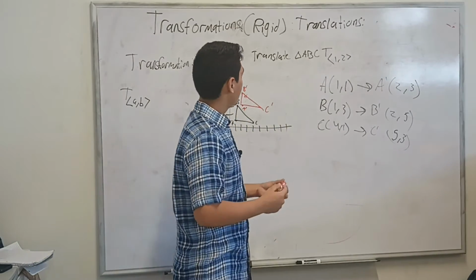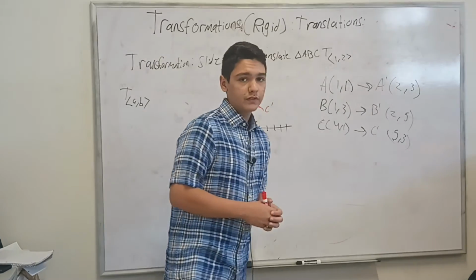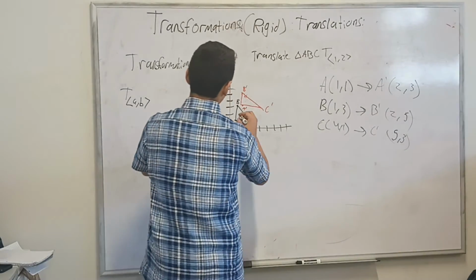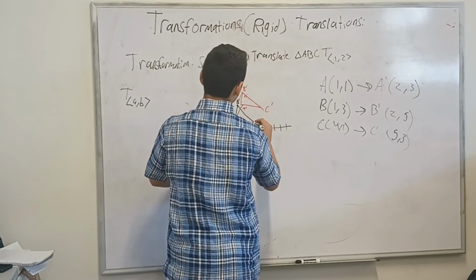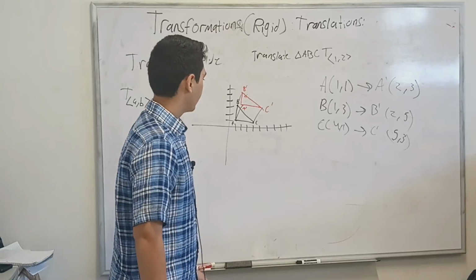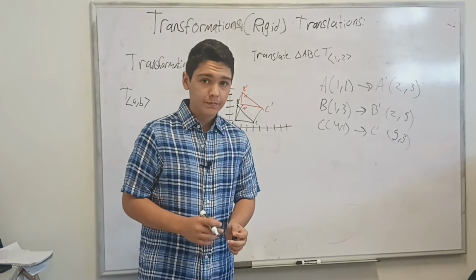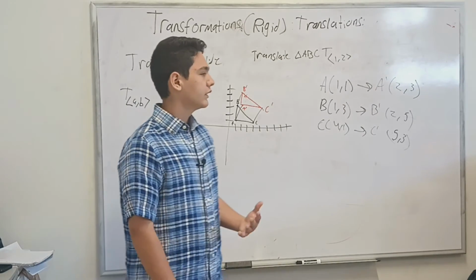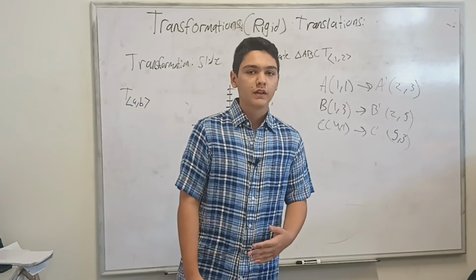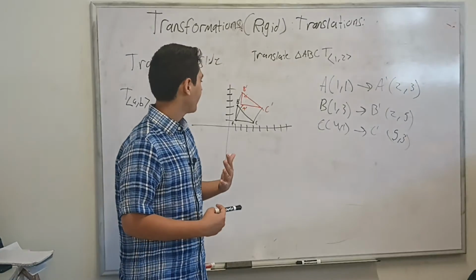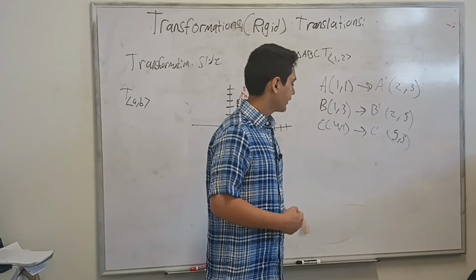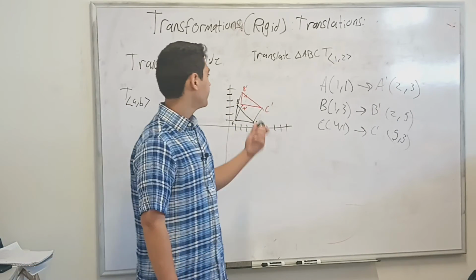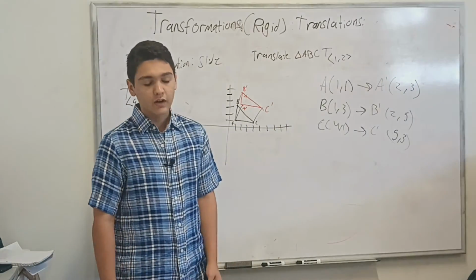Now with translations, okay, we can notice that the slope from A to A prime, B to B prime, and C to C prime, they're all parallel and they all have the same slope. So whenever you do a rigid transformation, it keeps the congruence because you're not changing any of the values. You're moving it by the same amount. Okay. So that's how to do translations.